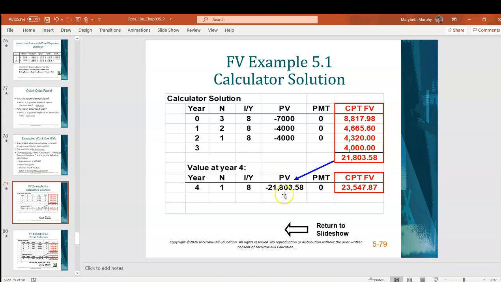The value at the end of year 4, we're going to take this, n is 1, interest rate is 8, the present value is 21,803.58, and that's really the present value at the end of year 3. But we can do that because we've already calculated what the values are worth for you at the end of years 1, 2, and 3. And we're going to compute the future value, and that'll give us 23,547.87.